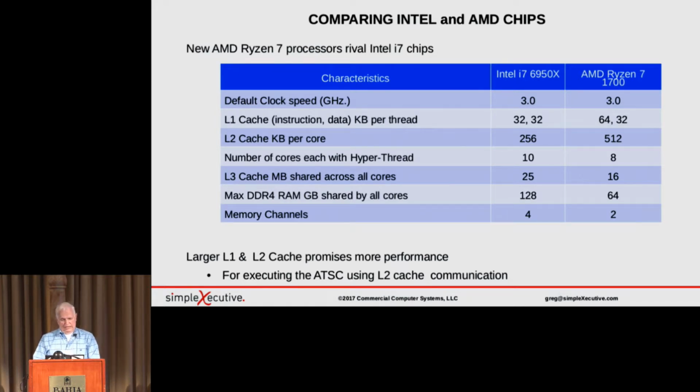Number of cores, it comes with 8. They're all hyper-threaded, so you get 16 hyper-threads out of the thing. L3 cache, it's a little smaller than it is on the Intel machine. And again, it's shared across all the cores. The maximum memory is only half as big, 64 gigabytes. Price of memory is kind of high these days. And the access to memory, the memory channels, there's only half as many. Well, right away, we see the specs in the L2 and the L1 caches look attractive. That's something we want to play with and see how good it might be.